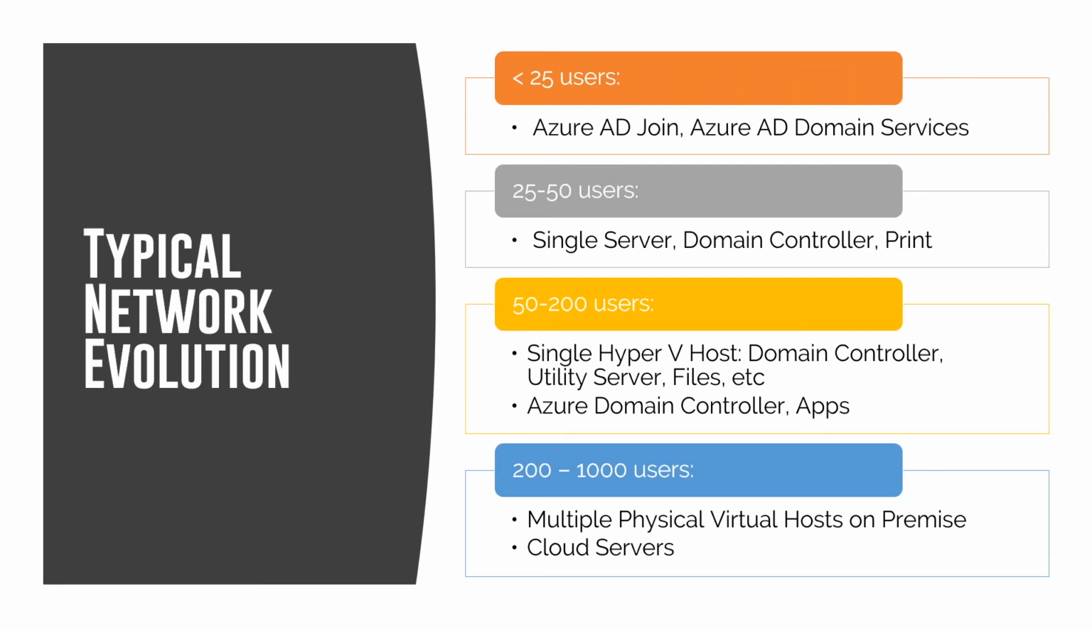And then if you're 200 up to 1,000, you're probably still looking at some physical equipment on-prem and a lot of cloud services. Maybe you're not just in Azure. Maybe you've got some resources on Amazon, some stuff in Google, some stuff in SoftLayer. There are a couple of different things that you could have. So again, that's a typical design scenario that we see for a network.